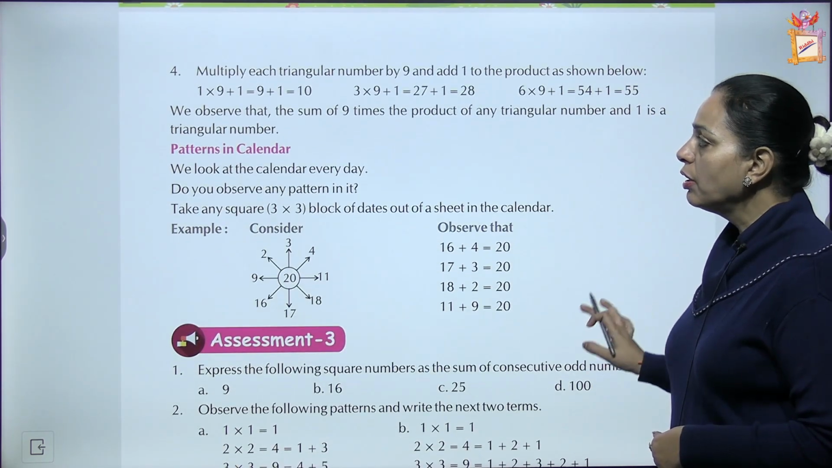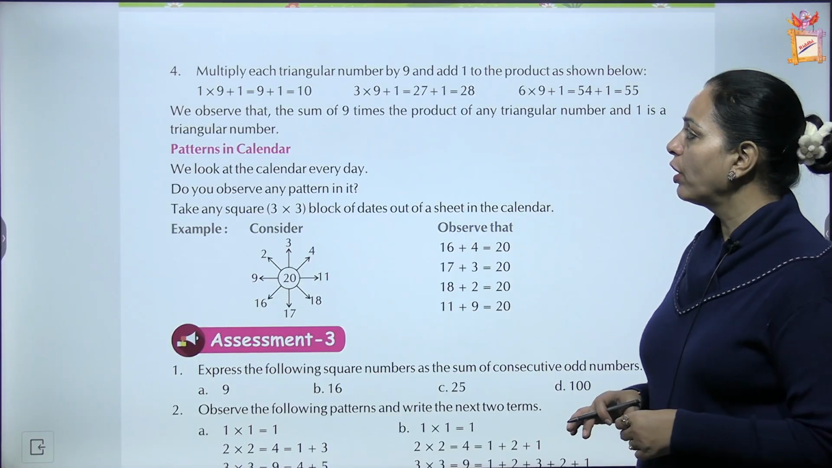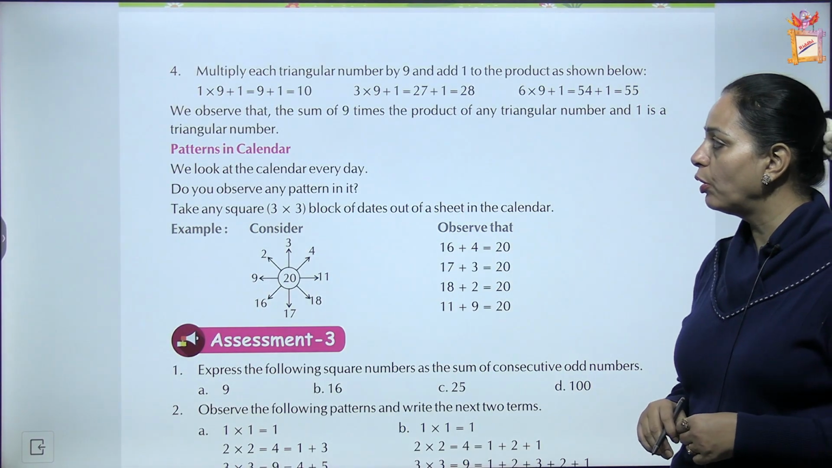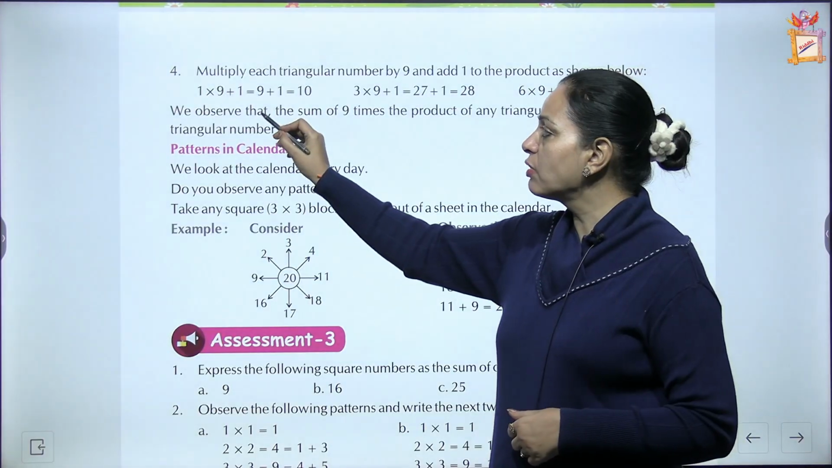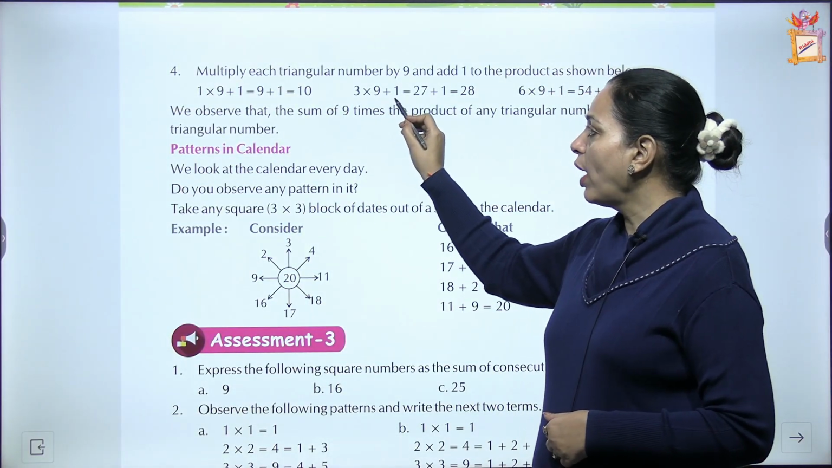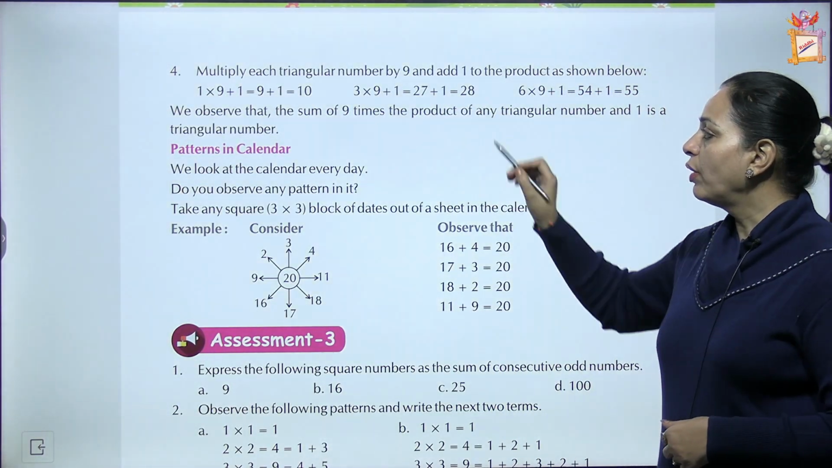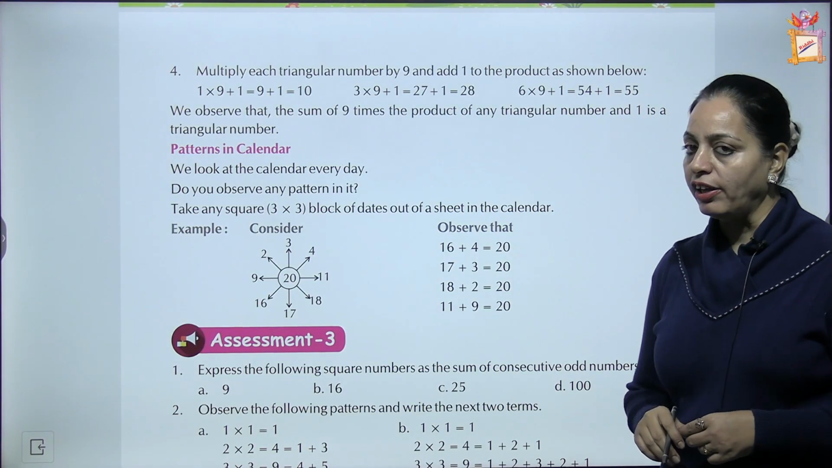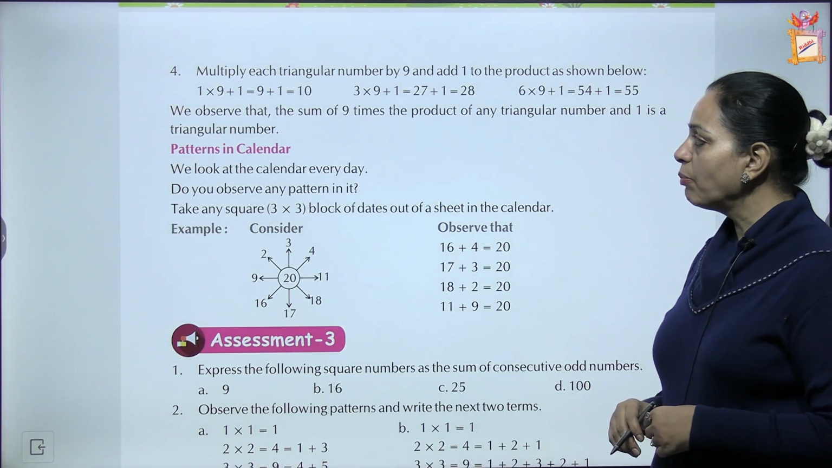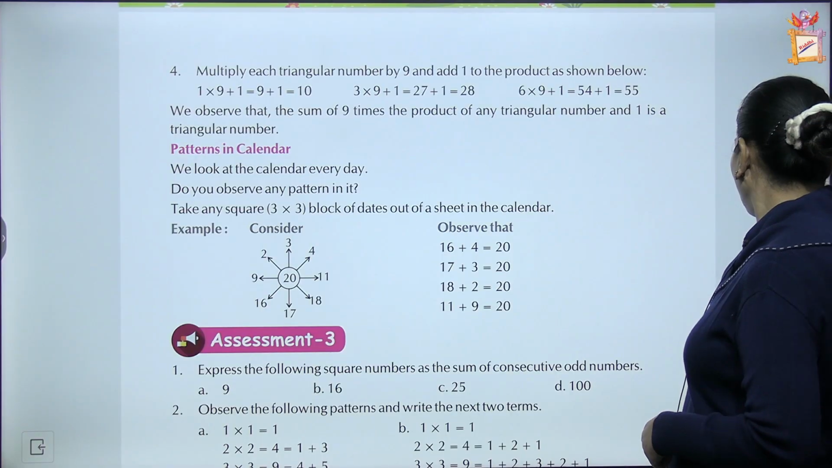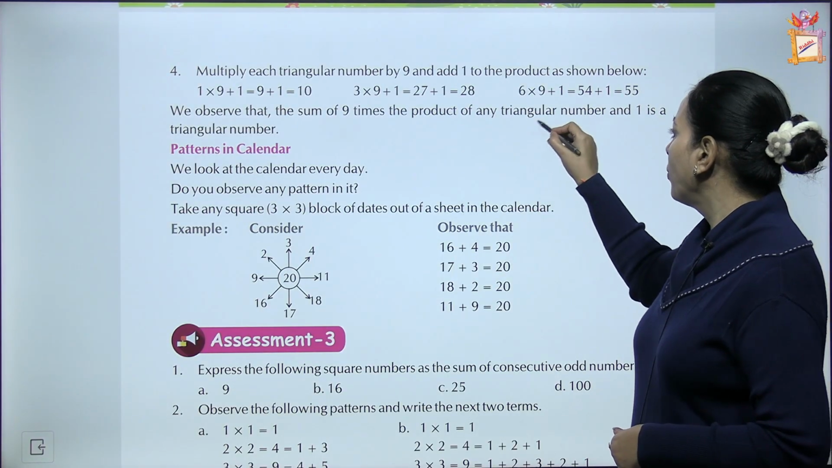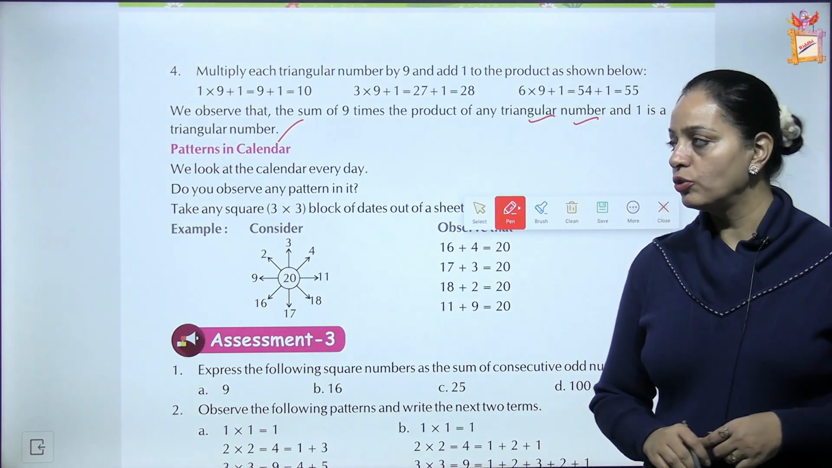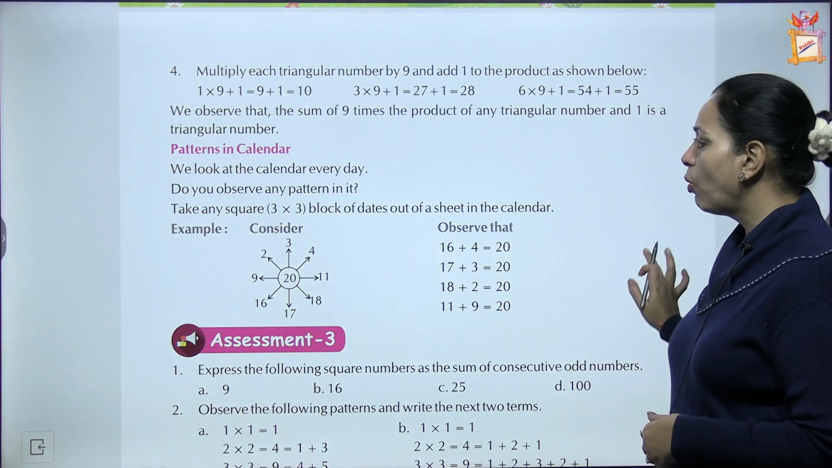Now the fourth, multiply each triangular number by 9 and add 1 to the product as shown below. So 1 into 9 plus 1, 10. 3 into 9 plus 1, 28. 6 into 9 plus 1, 55. So we observe that 9 times any triangular number plus 1 is a triangular number. So this is also one property, very important.